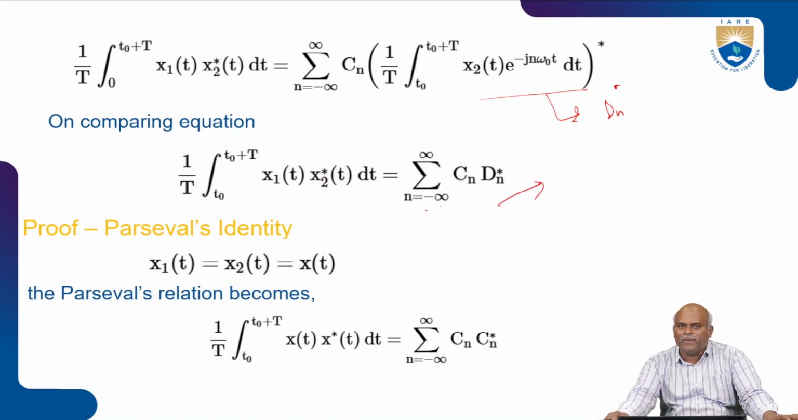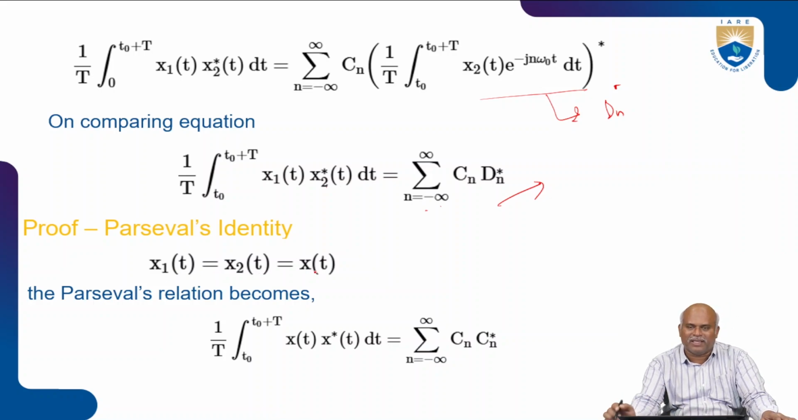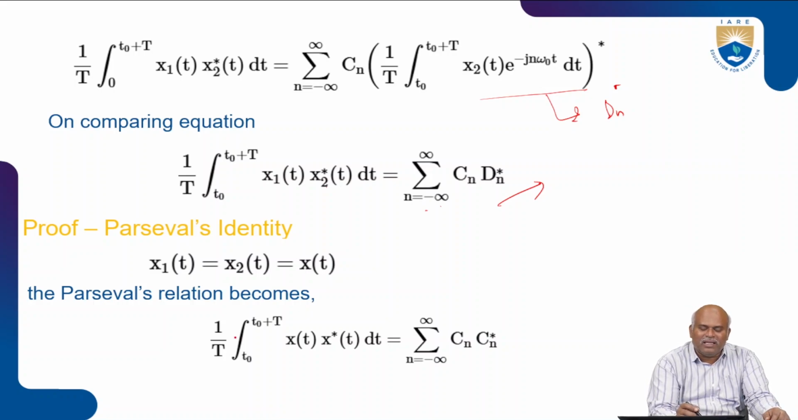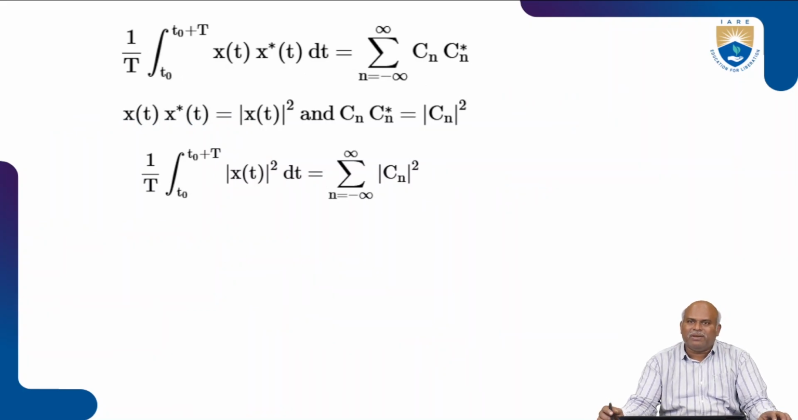We should prove it. Next, the Parseval identity. How to prove it? Here we take both signals to be similar: x1 of t equal to x2 of t equal to x of t. Both the signals are similar. Now the Parseval relation becomes 1 by T integration from t0 to t0 plus T of x of t x star of t dt is equal to the summation of n equal to minus infinity to plus infinity of c of n c star of n, I write. So now we can simplify this equation.